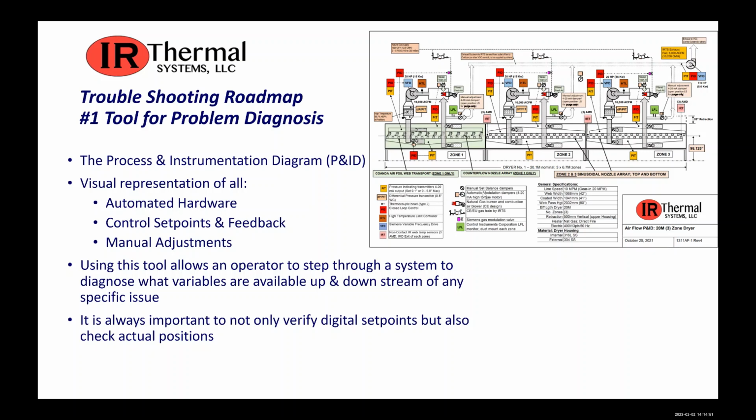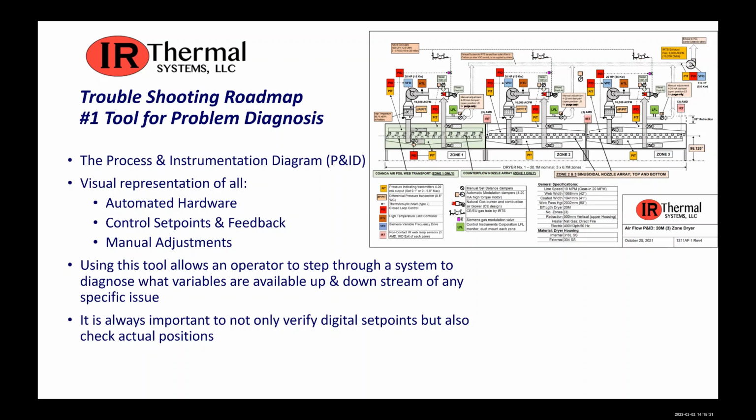And my number one tool for diagnosing what variables I have to work with is the process and instrumentation diagram, or the PNID. This is something that we develop on all of our new systems during the design and build process. It's basically a visual representation of every variable and every manual or digital tool that I have to play with within that system.